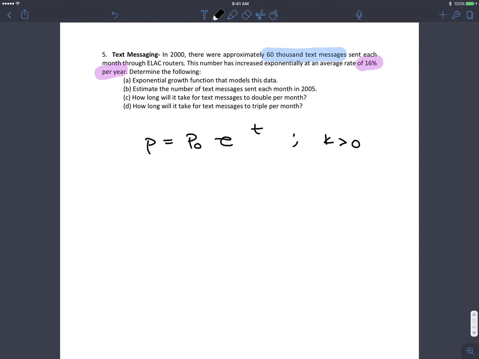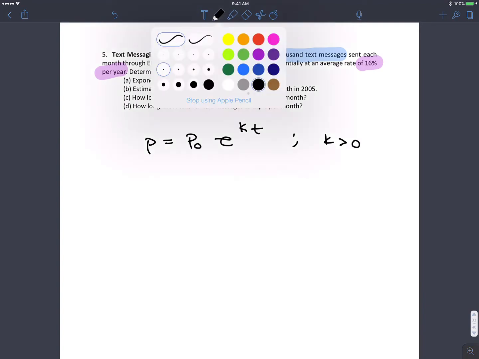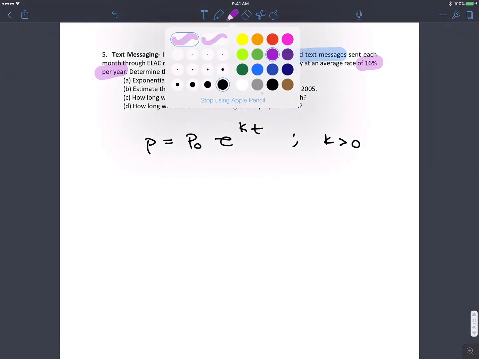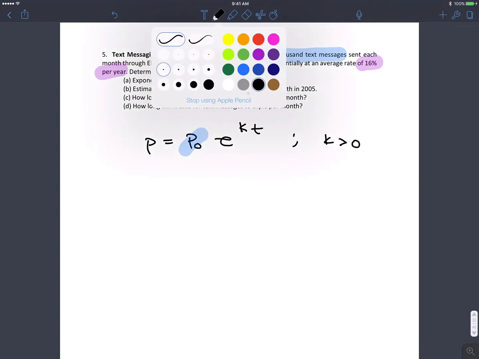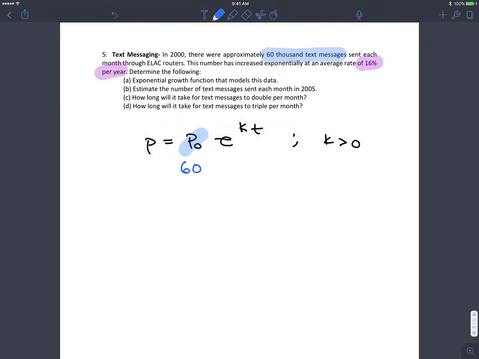Again, P naught is the initial amount. So in this question, P naught here is your 60,000. I'm going to actually use 60, but understand that this is actually 60,000. This is measured in thousands. So I can let that initial amount be 60. My interest rate is 16%.